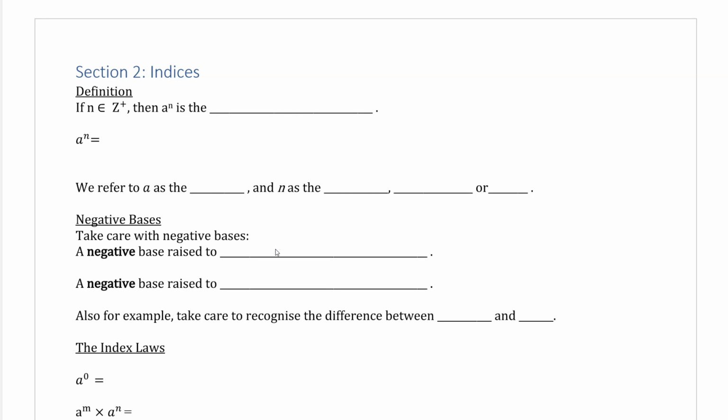So, if n is a member of the positive integers, then a to the power of n is the product of n factors of a, where a to the power of n can be written as a times a times a times dot dot dot times a, where the count of a's we have here is equal to n, so n factors.